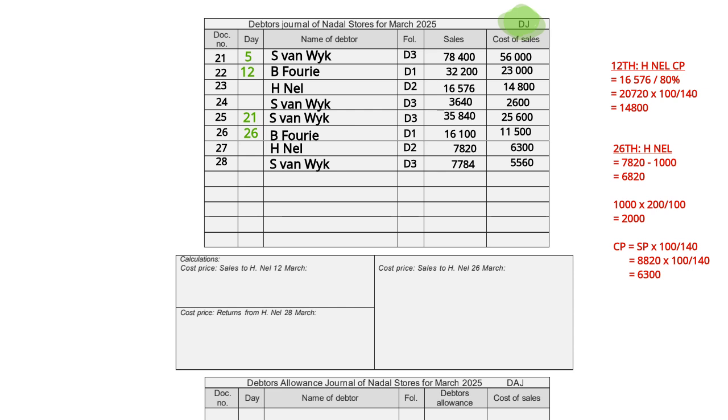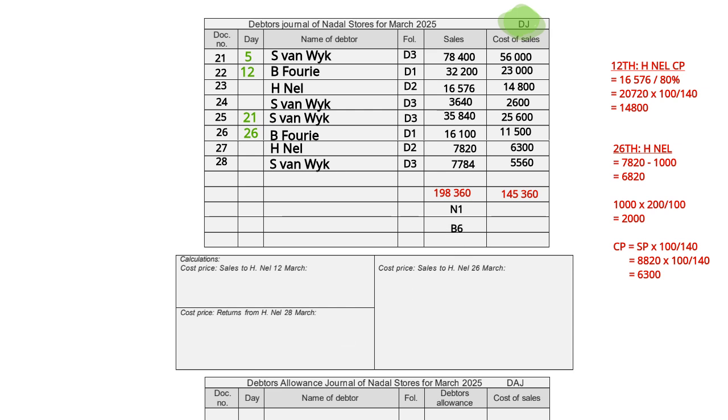We have now come to the end of our debtors journal. So the last step now is just to tally up the two columns to get our totals, because the totals go through to our general ledger. So if you add up your sales column, you get 198,360, and if you add up your cost of sales column, you get 145,360.